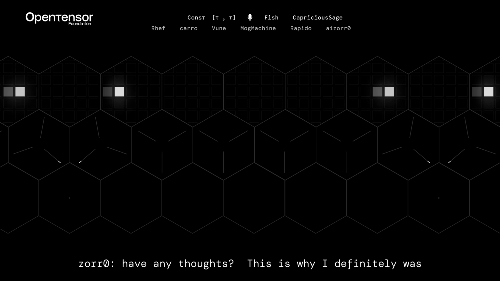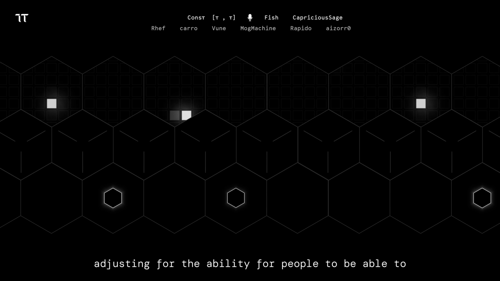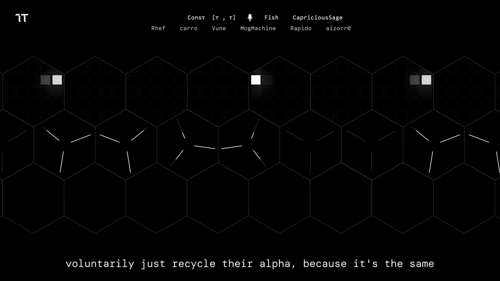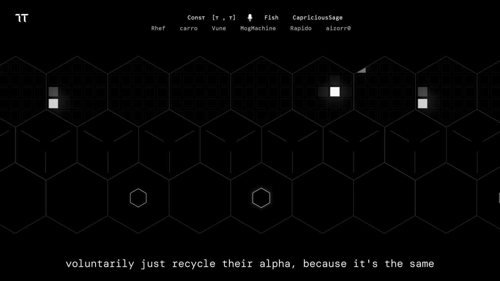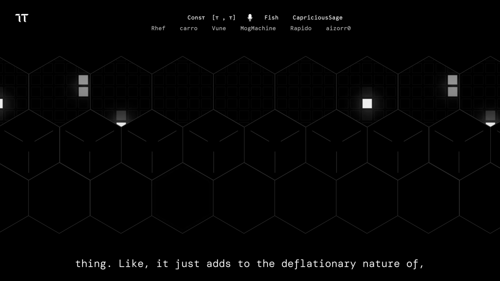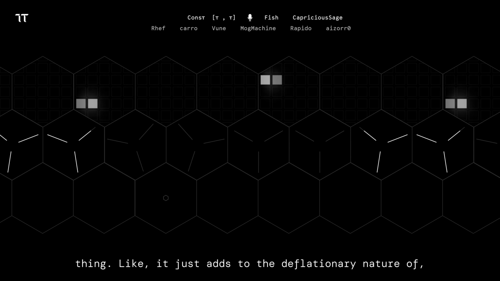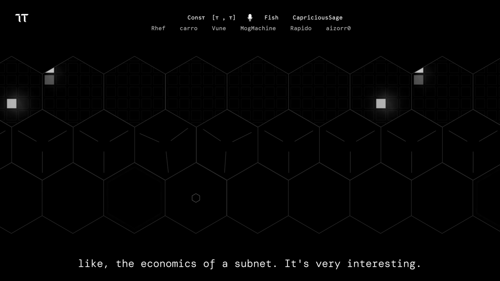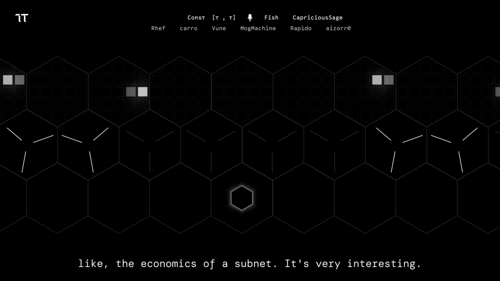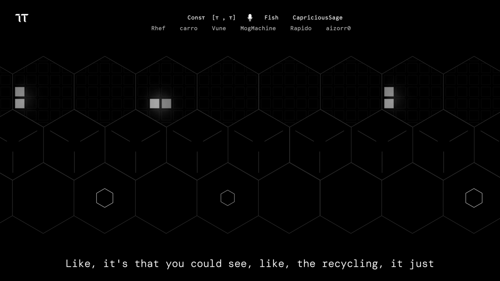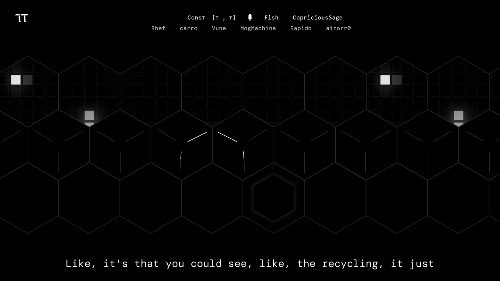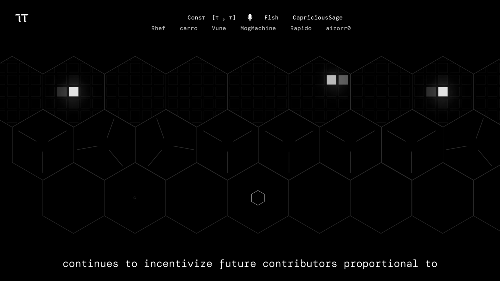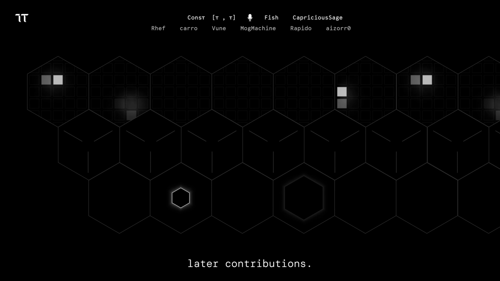This is why I was suggesting the ability for people to voluntarily recycle their alpha, because it's the same thing. It just adds to the deflationary nature of the economics of the subnet. Yeah, it's very interesting. You could see the recycling continues to incentivize future contributors proportional to their contributions.